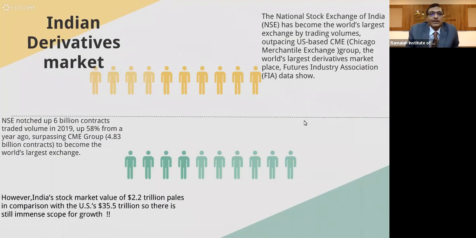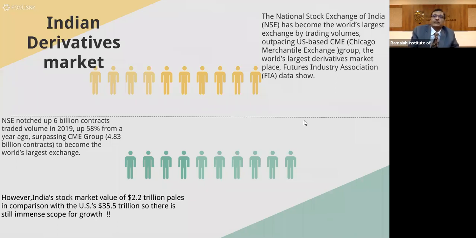Having said that, time for India to rejoice. Why? Because in the Indian derivatives market, the National Stock Exchange of India has become the largest exchange in the whole world by trading volumes. Till now, it was the US-based Chicago Mercantile Exchange Group, the world's largest derivatives marketplace, as per the FIA data. Last year, the National Stock Exchange notched up about 6 billion contracts in traded volume in 2019, which is up 58%.